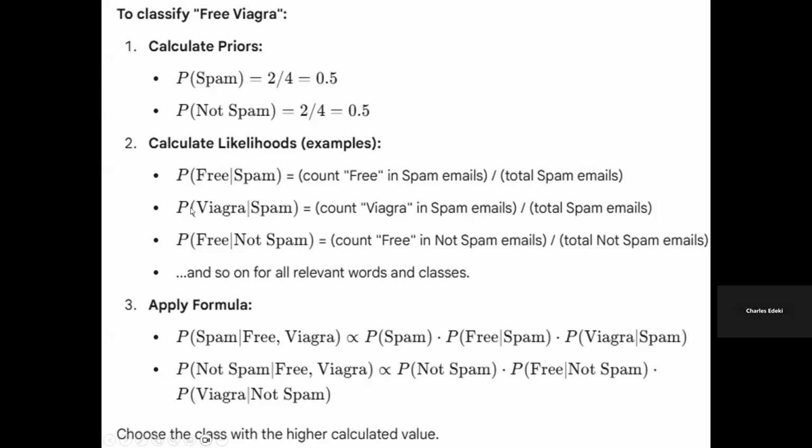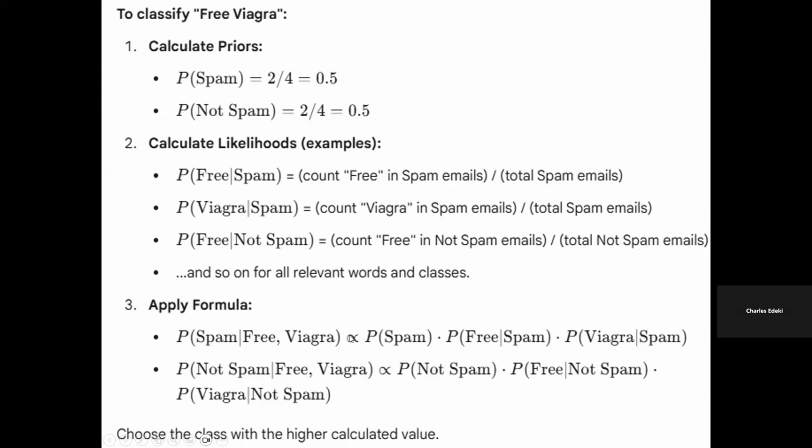Then what about Viagra given that it's spam? The same thing. Count Viagra in spam emails. Then what about free given that it's not spam? Then count free in not-spam emails over total not-spam emails. And this list will keep going on and on.